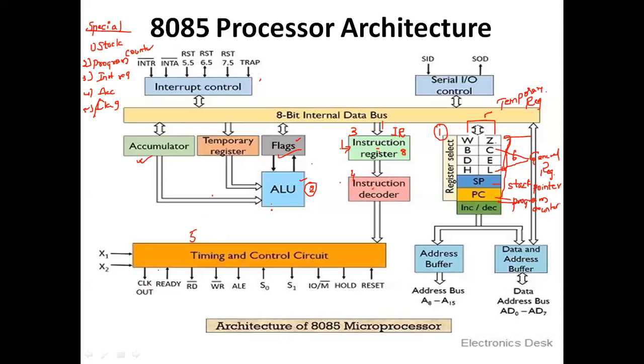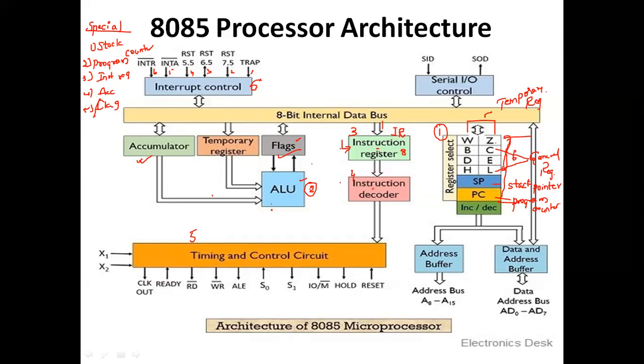And next one is interrupt control. The next important one, the sixth one, is interrupt control. If you have seen this interrupt control, we are going to have 6 pins over here. 1 2 3 4 5 6. 6 pins are going to be there for this interrupt control.